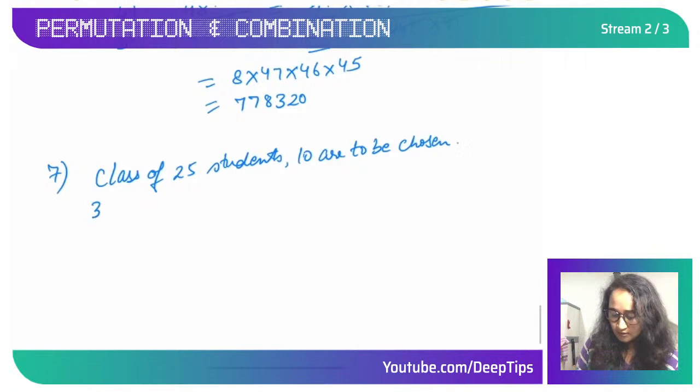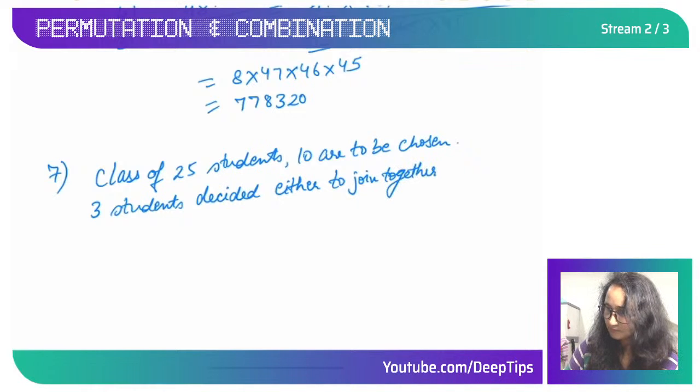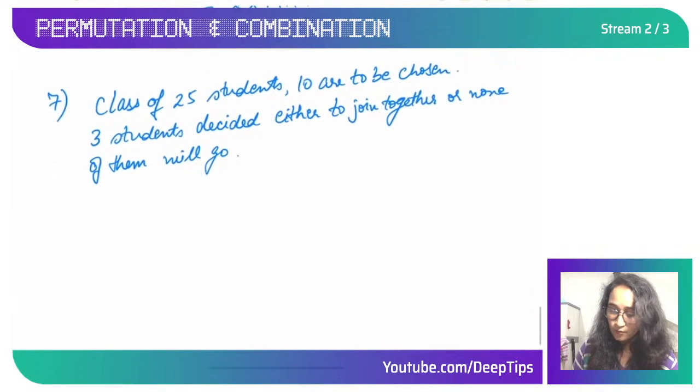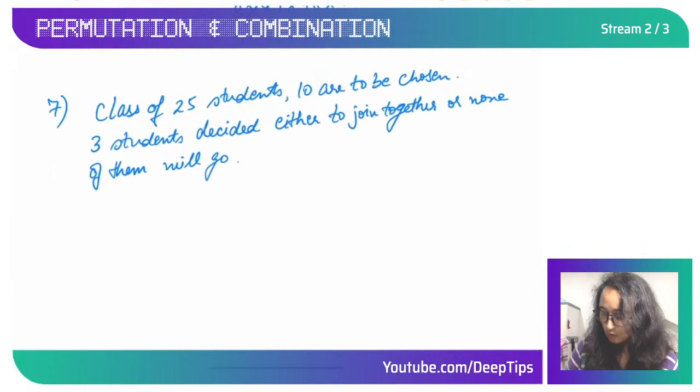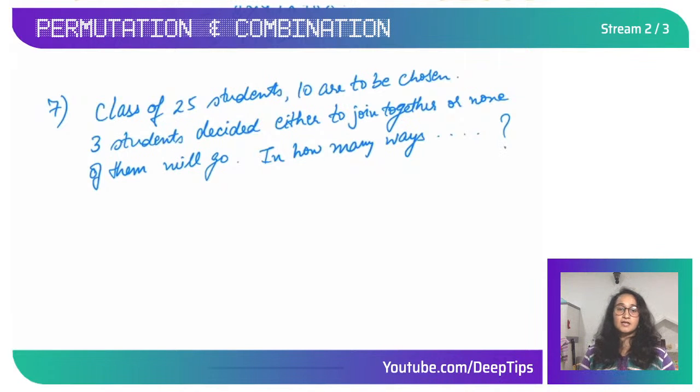3 students decided either to join together or none of them will go. This is a very important statement here. In how many ways can this selection be done?